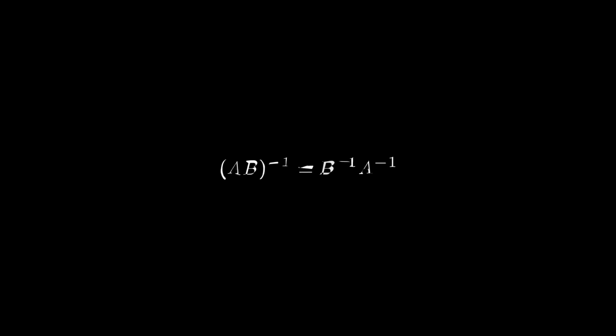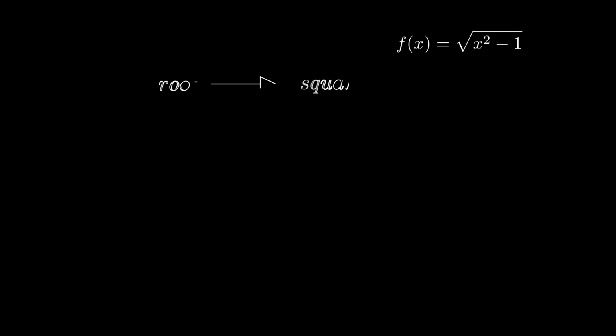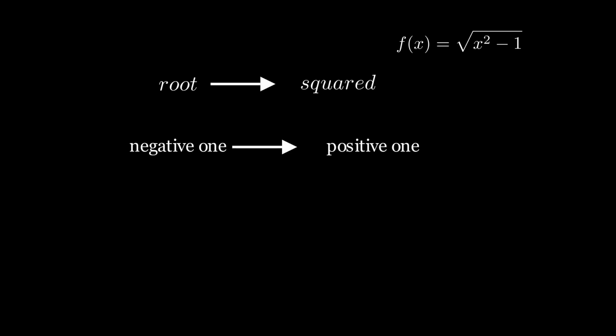For example, let's take the square root of x squared minus 1. What we do when we invert this function is take the last operation, invert it, then put it as the first operation. The second operation is the subtraction. We invert it, then put it as the second. Then we take the first operation of the original function, invert it, and put it as the last.